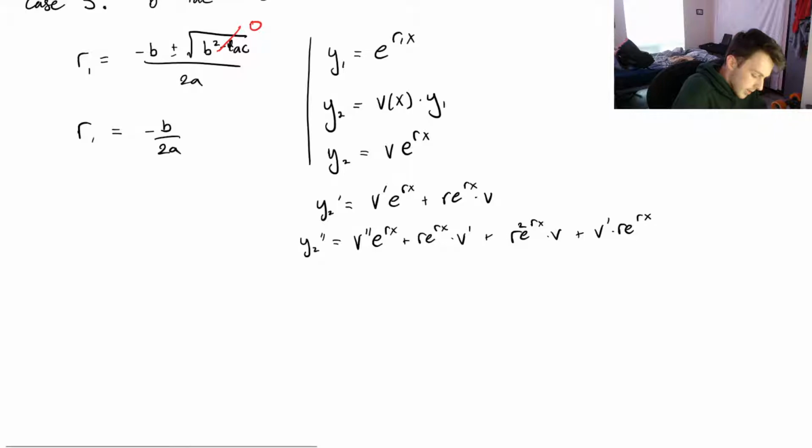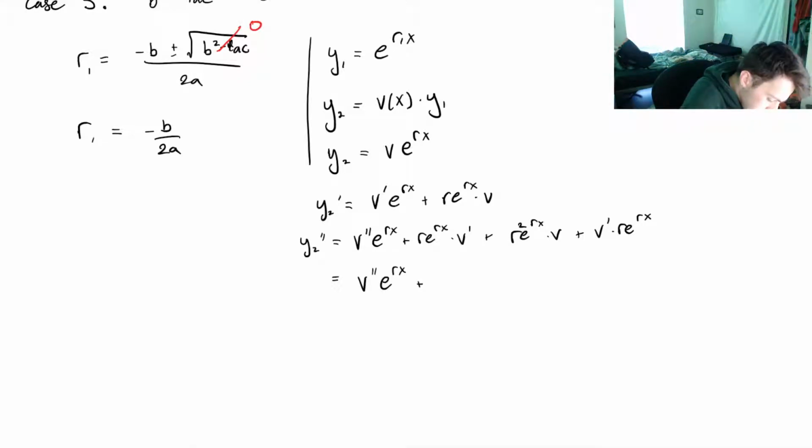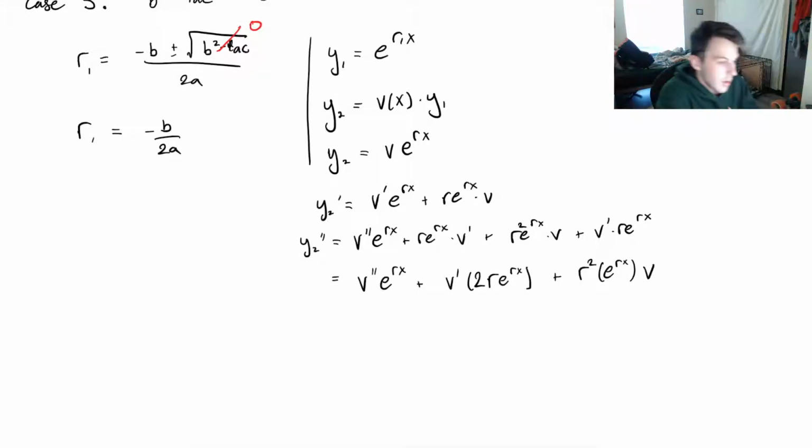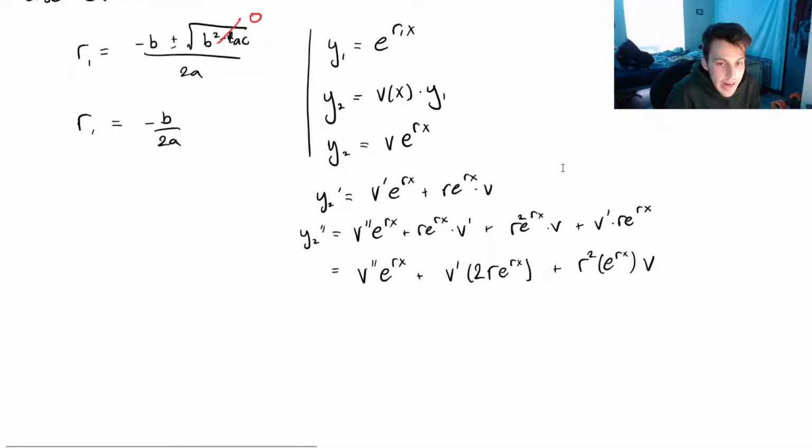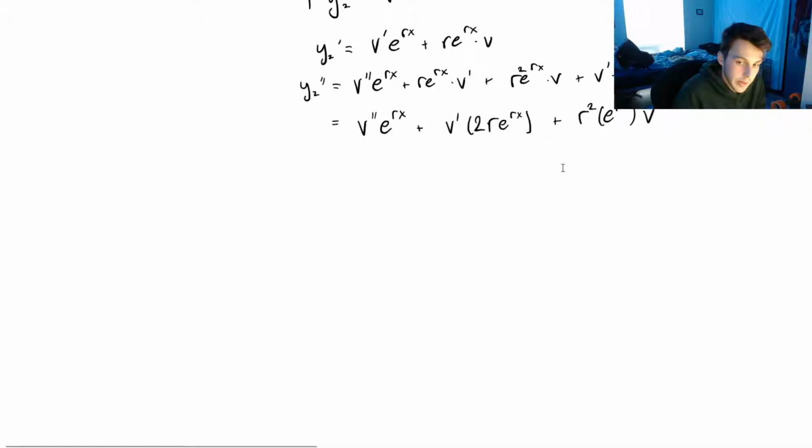Great. This can also be simplified a little bit more to v double prime e to the rx plus v prime times 2 times r e to the rx plus r squared e to the rx times v. Great. Okay, so now let's substitute y2 back into our auxiliary equation and verify that this is a solution.